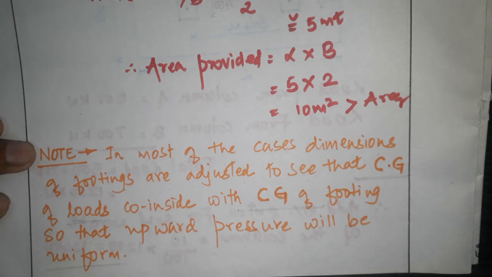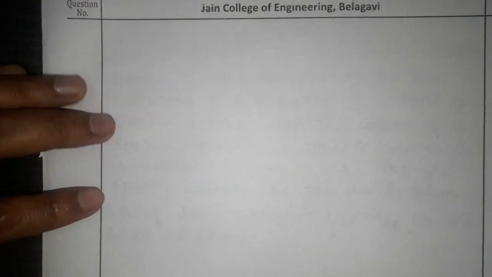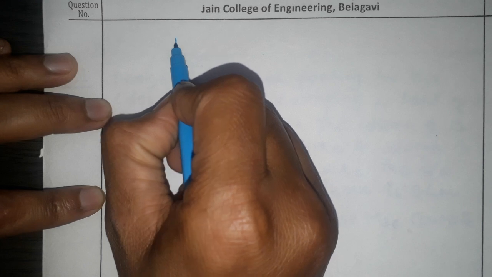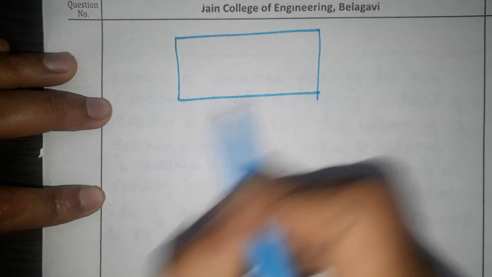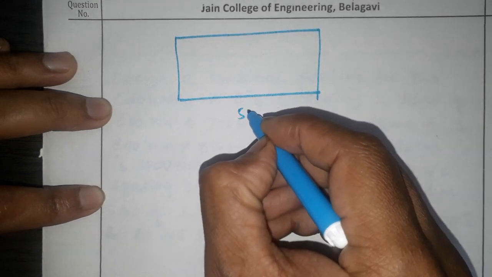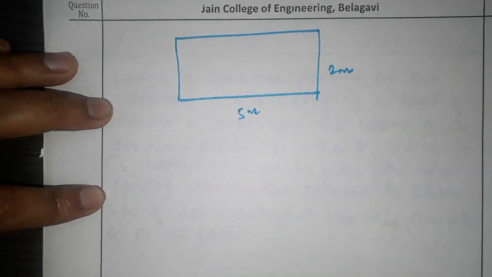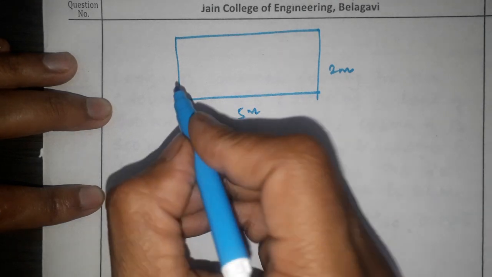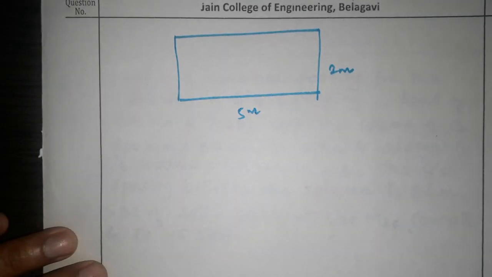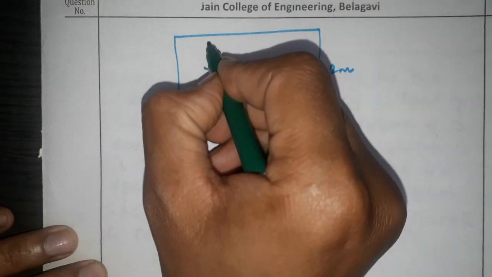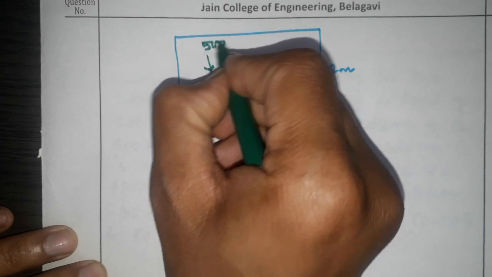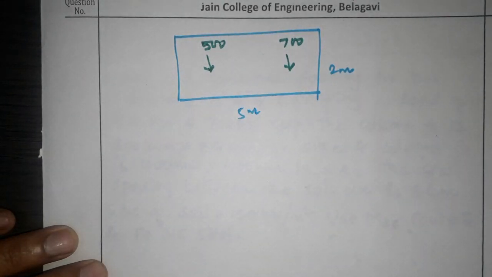So I will explain. Now suppose we have the footing, length of the footing we have got it as 5 meter, width is 2 meter. And here we have the column load A, column load B, and it is 500 and it is 700. Okay, the column A is carrying 500 and column B is carrying 700 kilonewton.